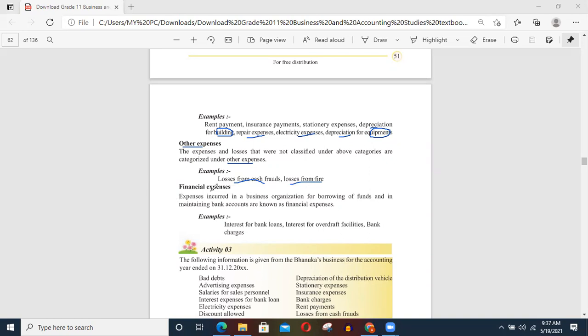Is that clear? And the last type of expense is financial expense. Financial expenses are incurred in the business for borrowing of funds and in maintaining bank accounts. In simple words, if there is any expense related to the bank account, that's called financial expense.